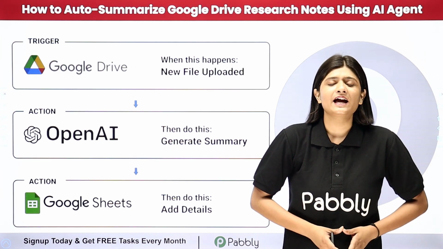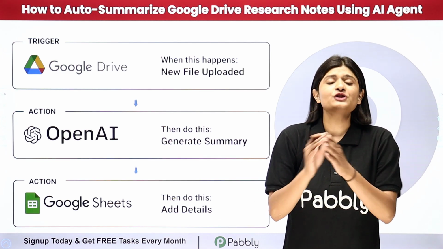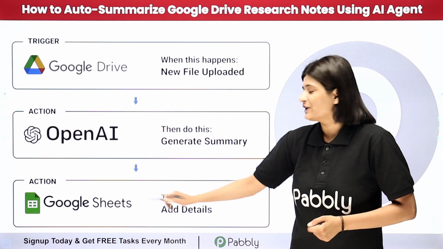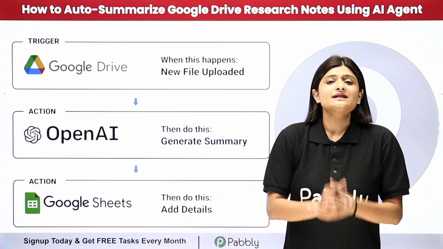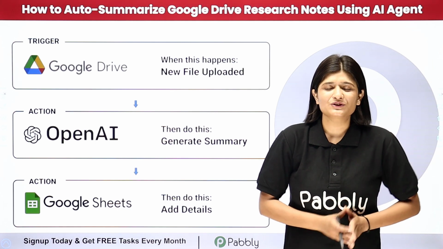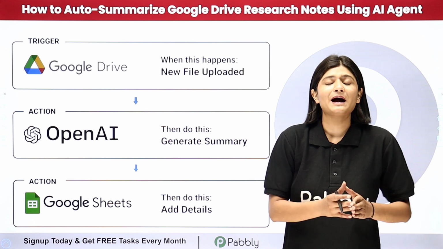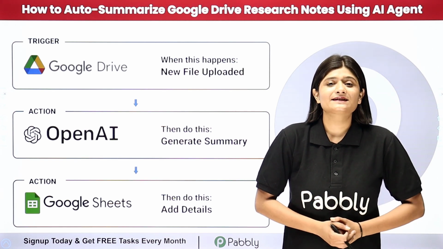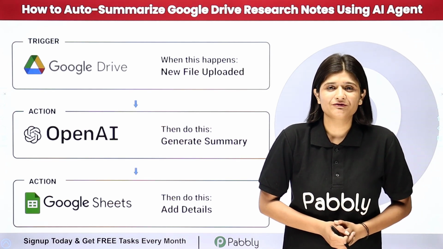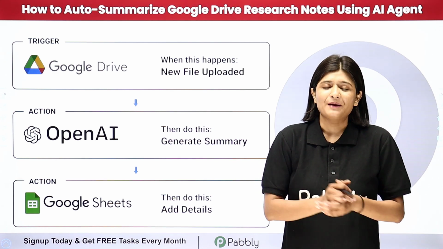Here I am going to use my AI agent as OpenAI, and the summary should be automatically added in my Google Sheets spreadsheet. Doing this manually is a very time-consuming task, so I am completely going to automate this process, and to do this automation, I am going to use Pabbly Connect. So Pabbly Connect is an amazing automation and integration software which requires no coding or programming skills.